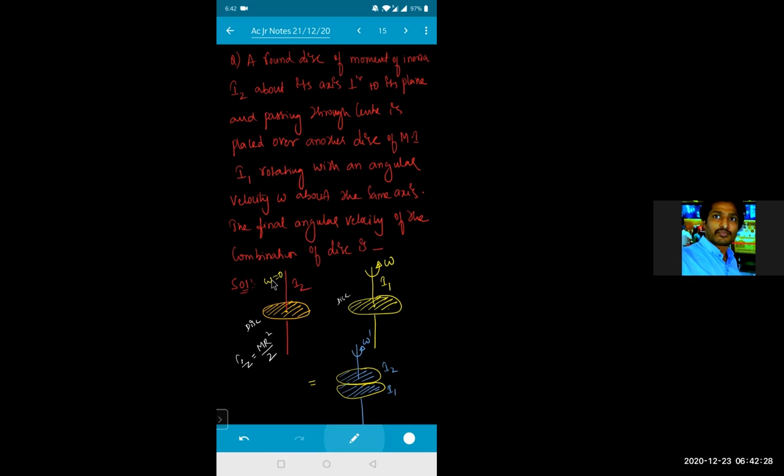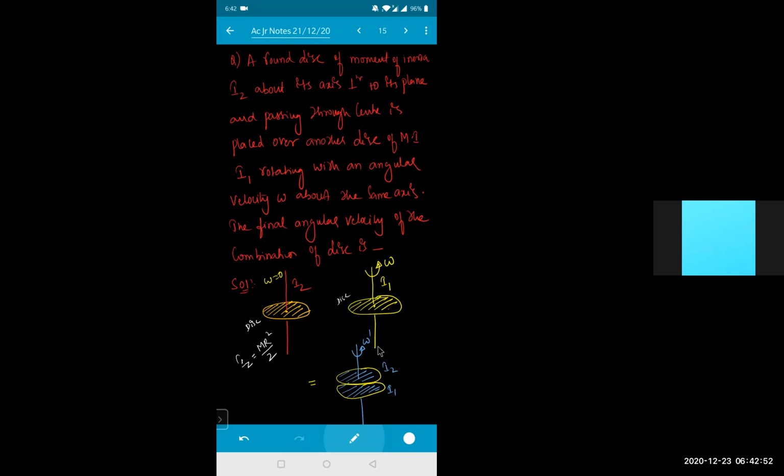Initially the angular velocity of this one is 0. This one was moving with omega. The moment of inertia of this one is I1. When you keep this one on that part, one above the other, the combined moment of inertia is I1 plus I2, and the final angular velocity is omega dash. We need to find this final angular velocity. What happens generally, does the angular velocity increase or decrease when mass is increasing? The angular velocity decreases.